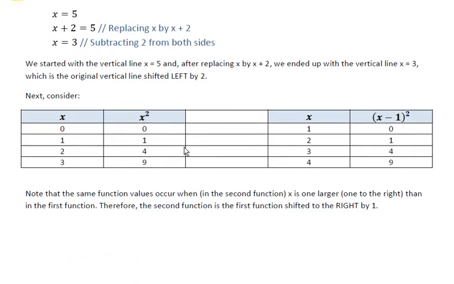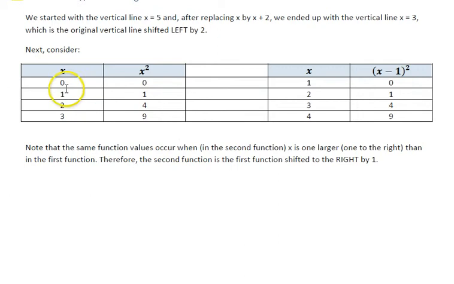Next, let's just consider a table of values. If we look at x squared for each x, if x is 0, x squared is 0, x is 1, x squared is 1, 2 squared is 4, 3 squared is 9. Let's compare this now to x minus 1 squared. We've replaced x by x minus 1. Let's see what we get here.